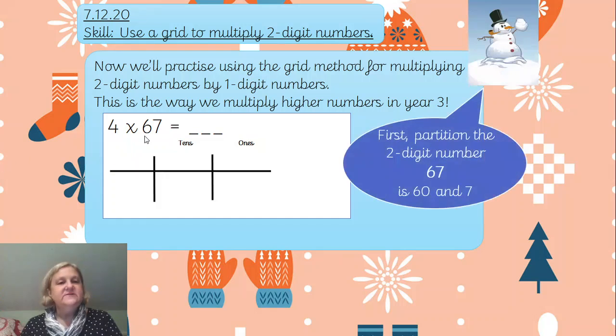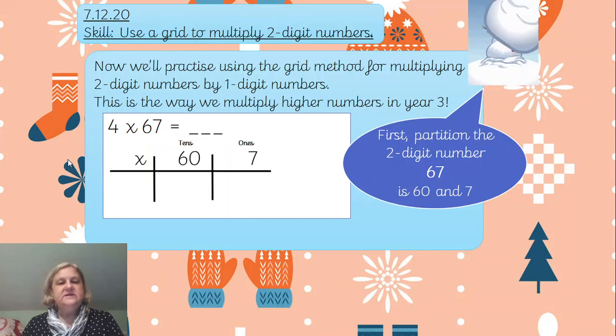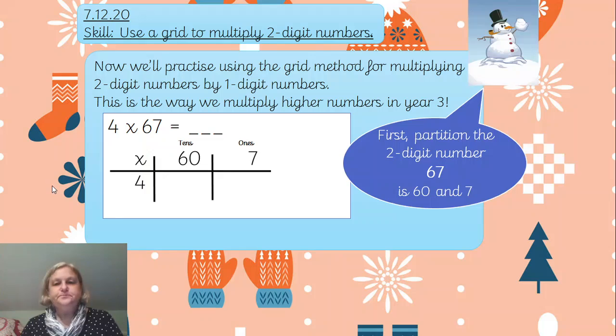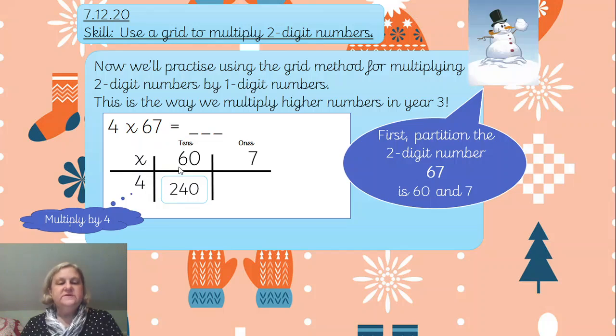We're going to partition the second number here, 67, into 60 and 7. I'm going to put that into the top line. 60 and 7, 6 10s, 60 and 7 1s. A multiplication sign, and underneath we're going to put the 1-digit number. Multiplying by 4. 4 lots of 6, 6 4s are 24. We've got 4 lots of 60. We know we've got to move those digits again, and we get 240.